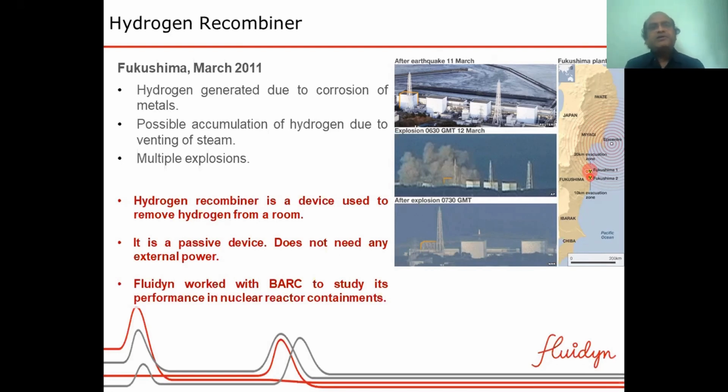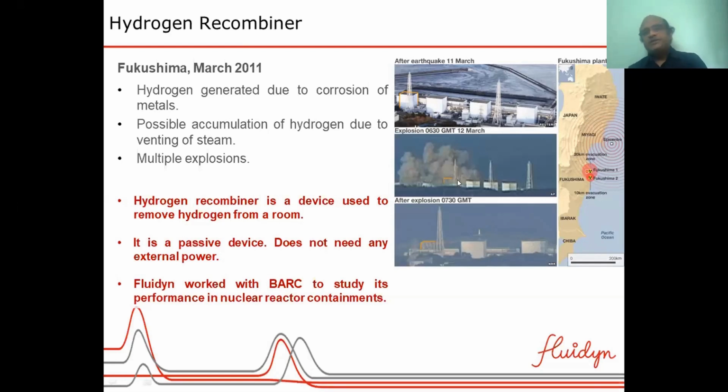I mentioned hydrogen recombiners. If you recall the Fukushima accident, this year is the 10th anniversary of that accident. There was an earthquake, I think, and then there was a tsunami, and there were explosions in one of the reactor buildings. There were 4 buildings, and we can see there was an explosion in one of them.